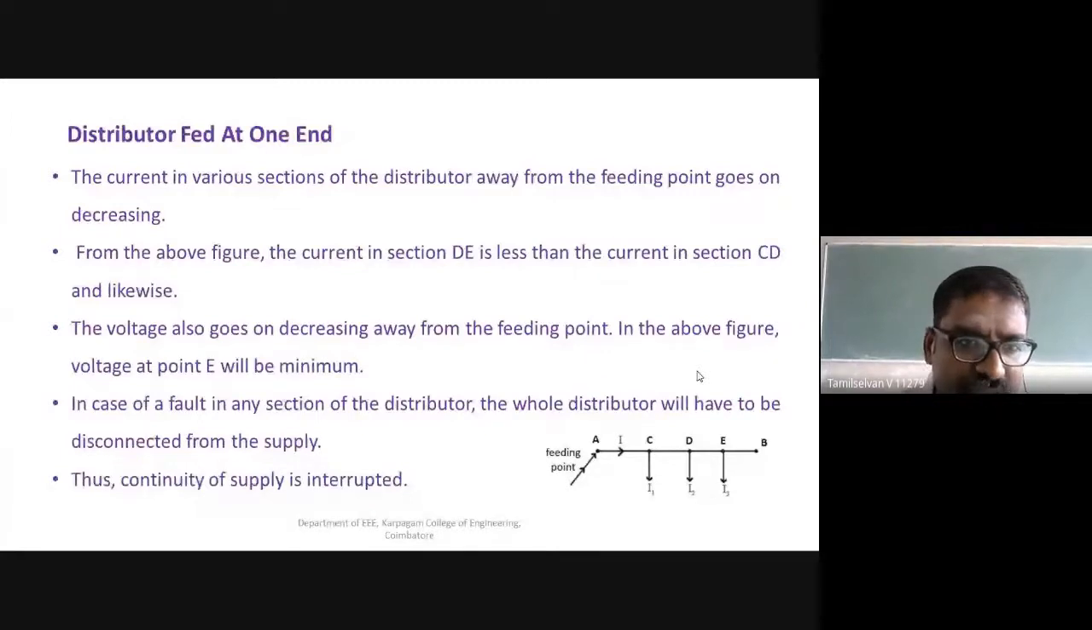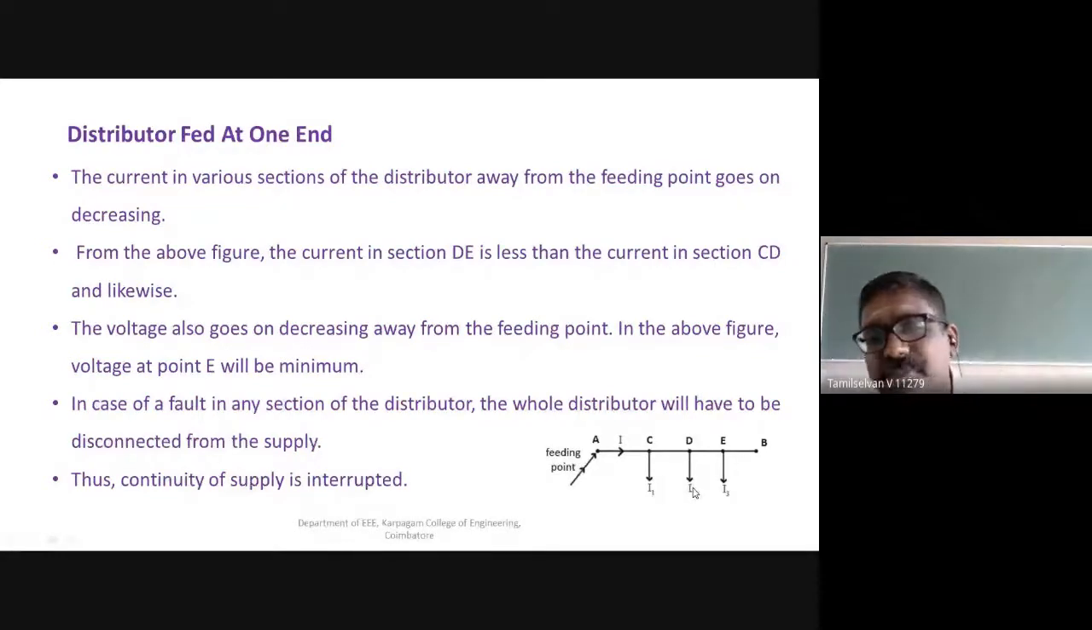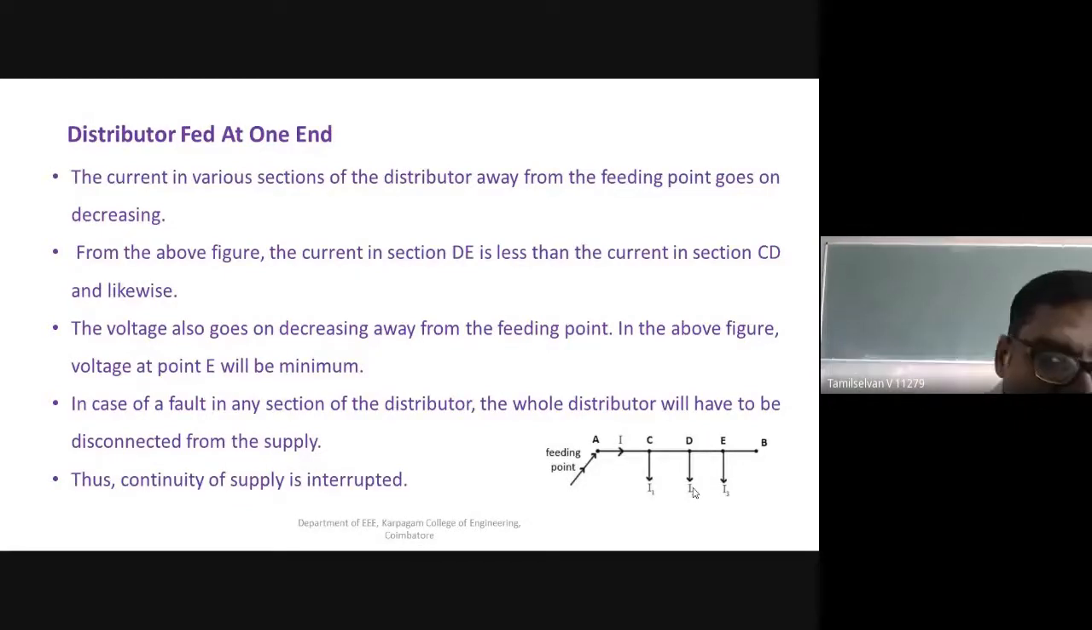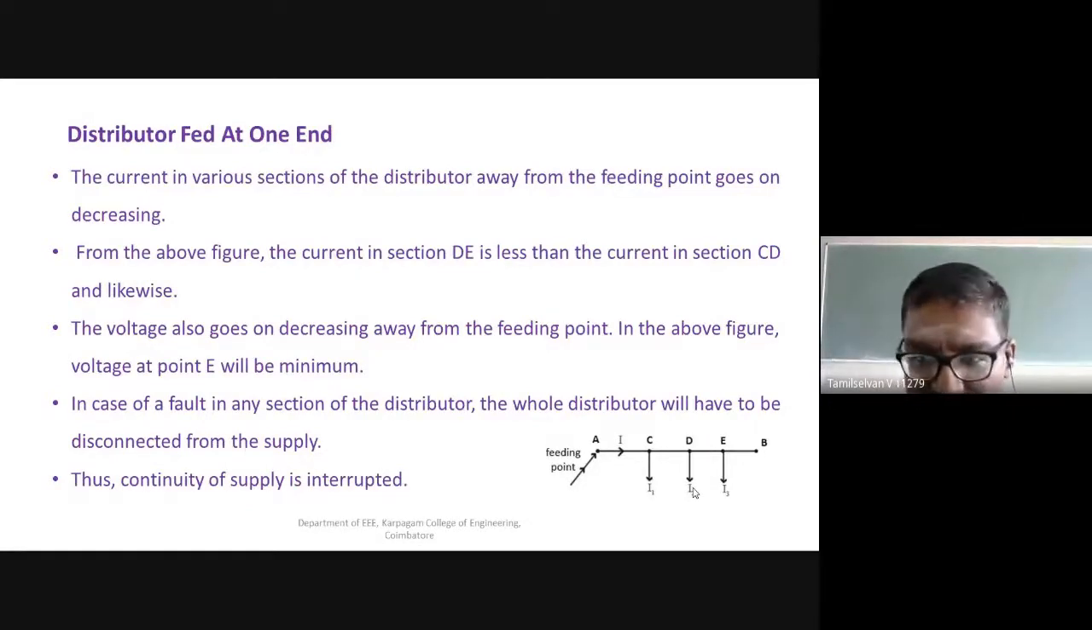See here, the voltage keeps decreasing away from the feeding point. So at point E the voltage will be minimum, and the maximum voltage will be at point C. If a fault occurs at any point of the distributor, the whole distributor has to be disconnected from the supply. So the continuity of the supply is interrupted.